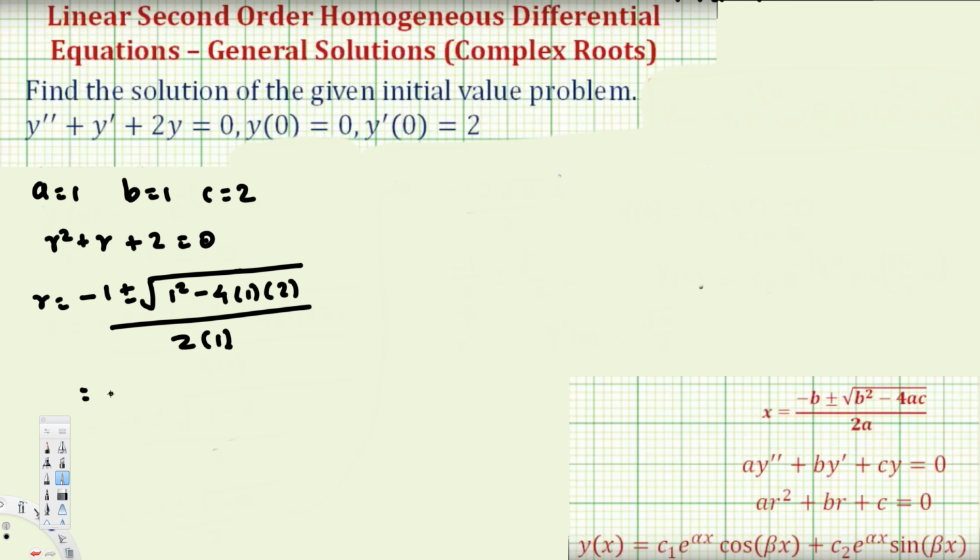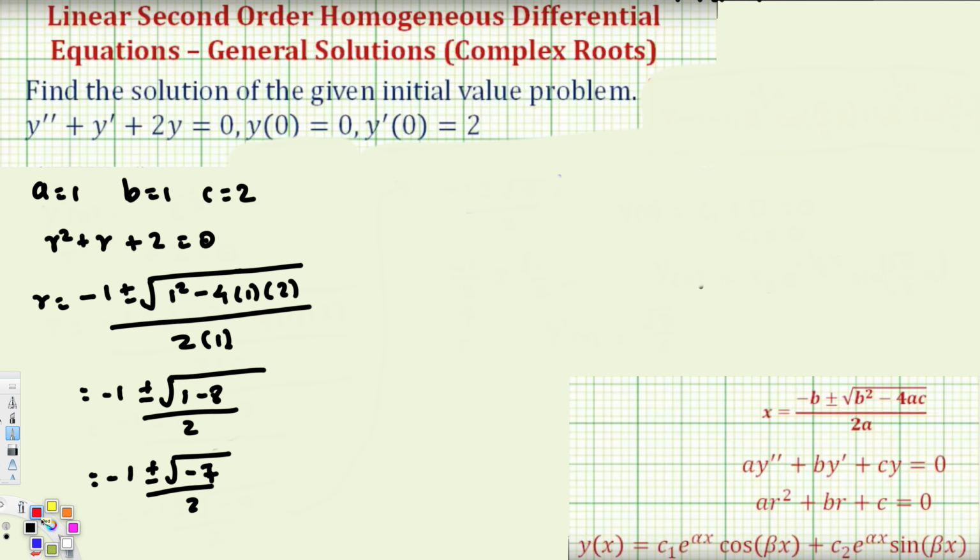Let's simplify this one. Negative 1 plus or minus the square root of 1 minus 8, divided by 2, and 1 minus 8 is negative 7. So negative 1 plus or minus the square root of negative 7, divided by 2. Since we have a negative number inside the square root, this is going to be an imaginary number, like a complex number. A complex number has an imaginary part and a real part.